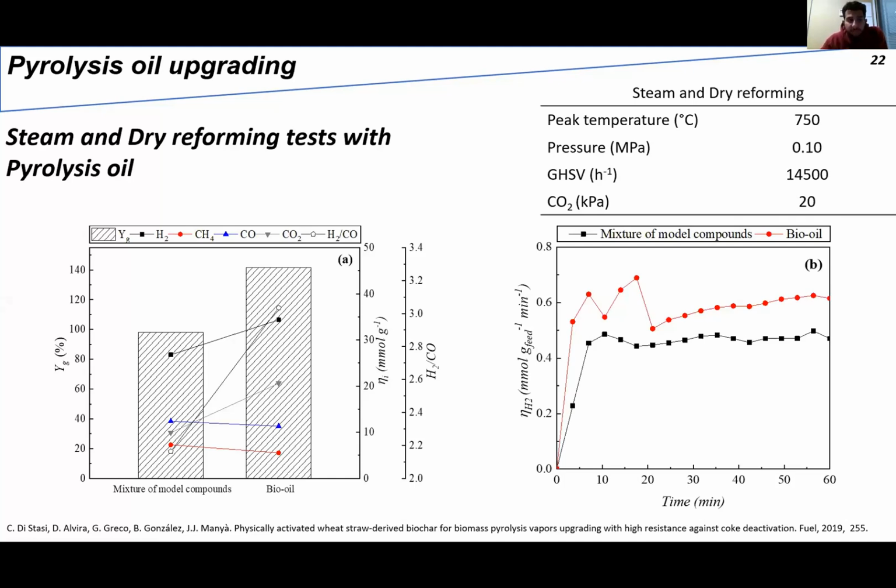And we can see that we obtain 140% of yield, which is possible because of the higher water content in the bio-oil, which was 75% instead of 50% in the model mixture, and also because of the presence of lighter compounds. And as you can see from the right plot, the deactivation is slower. So we can conclude that biochar can be used as catalyst for the upgrading of pyrolysis bio-oil.